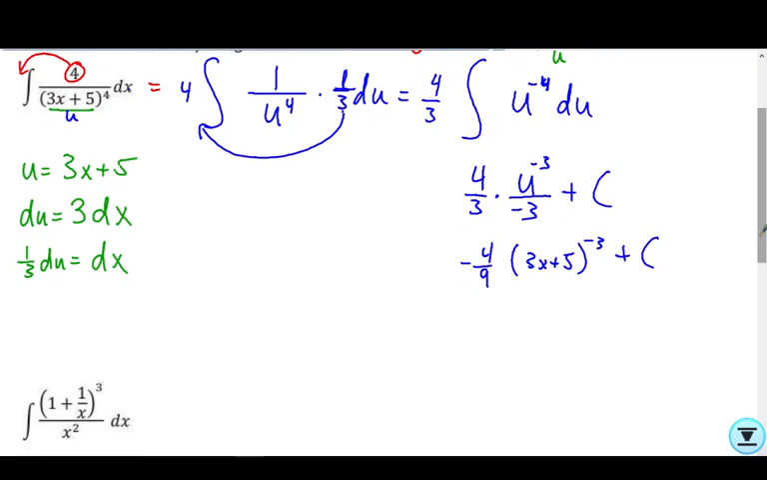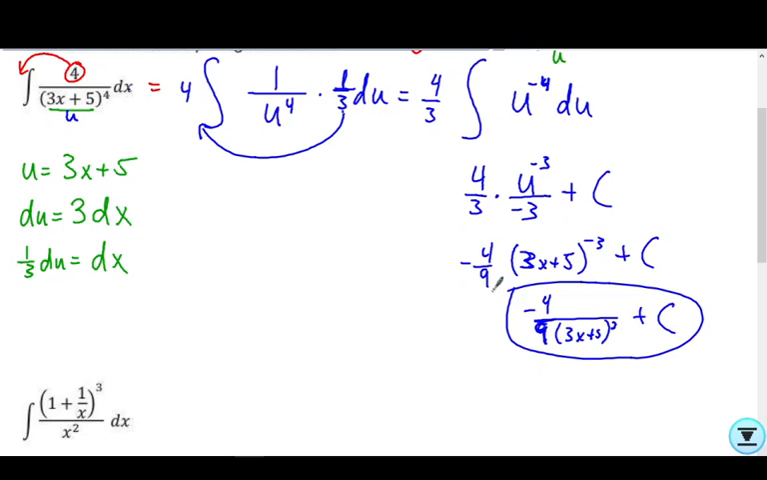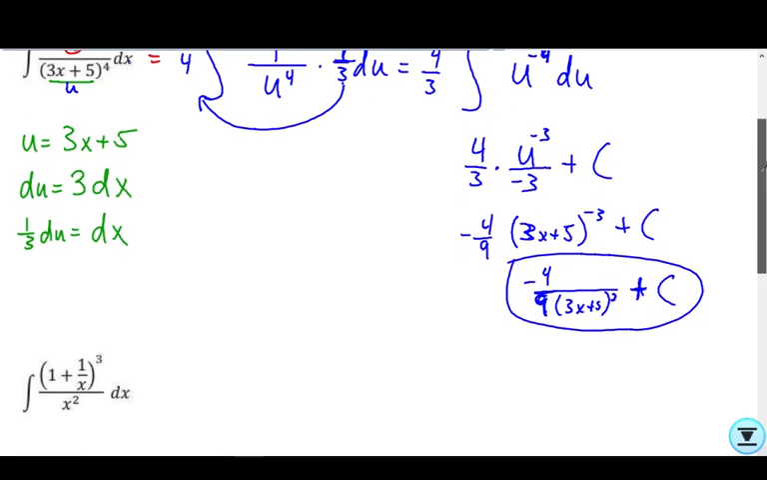And if you simplify this even further, dealing with that negative power, you'll end up getting -4/9, and then it moves to the bottom, so this is 3x plus 5 cubed plus c. And that's your answer. And like I said in my other video, once you have this antiderivative, which means if you take the derivative, you should get back to where you started. And you can, of course, do this doing chain rule, and you will get back to where we started.